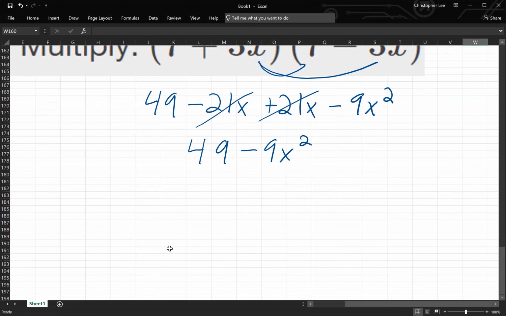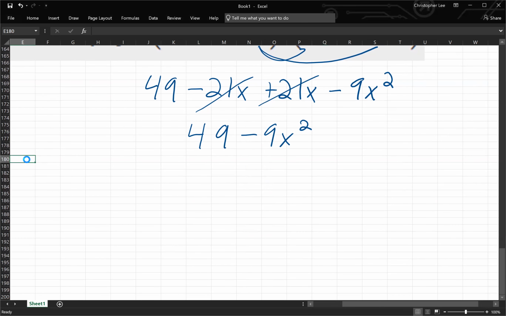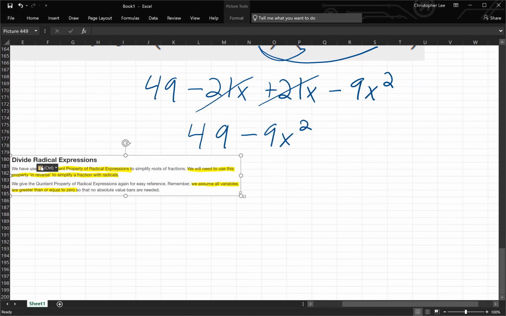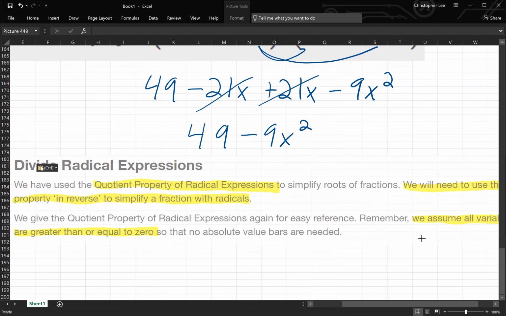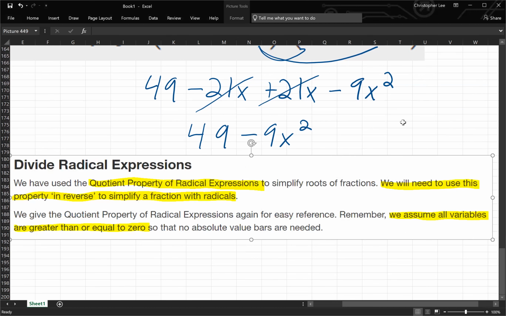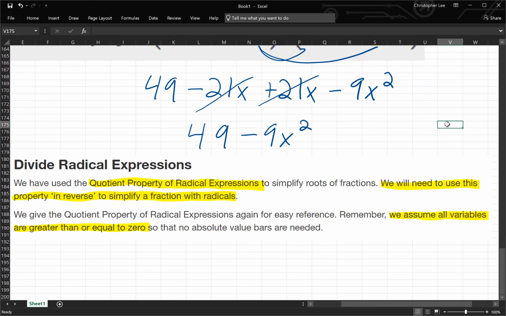So this is what we're gonna get into today. No surprise, we're gonna divide radical expressions. Good stuff. We have used the quotient property of radical expressions to simplify roots of fractions. We will need to use this property in reverse to simplify a fraction with radicals. We give the quotient property again for easy reference. Remember, we assume all variables are greater than or equal to 0 so that no absolute bars are needed.